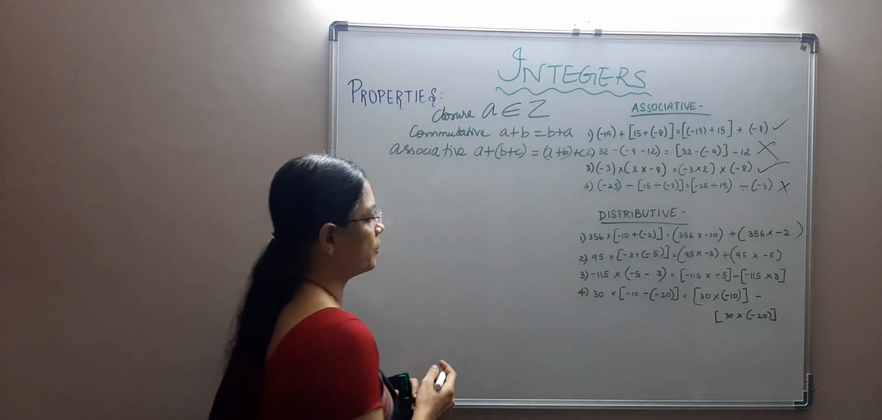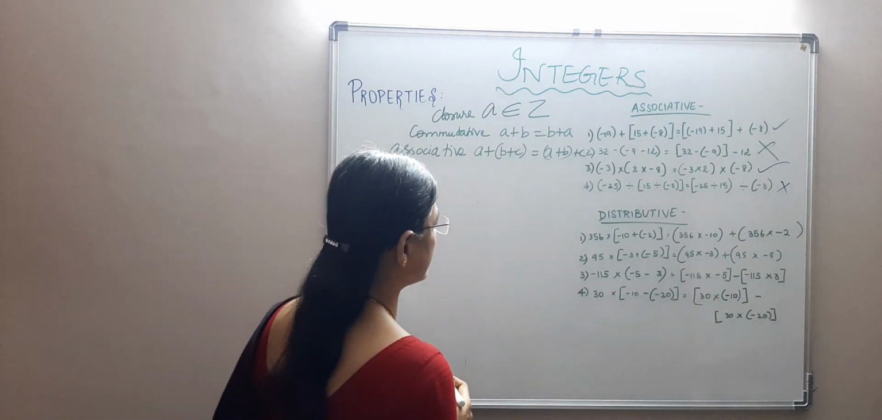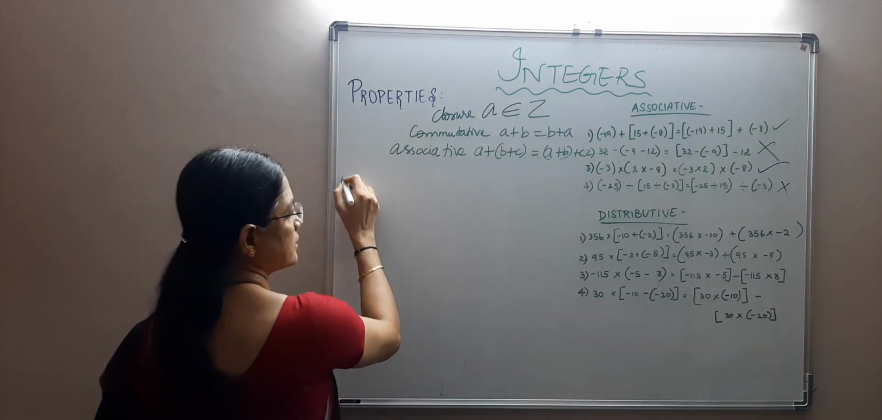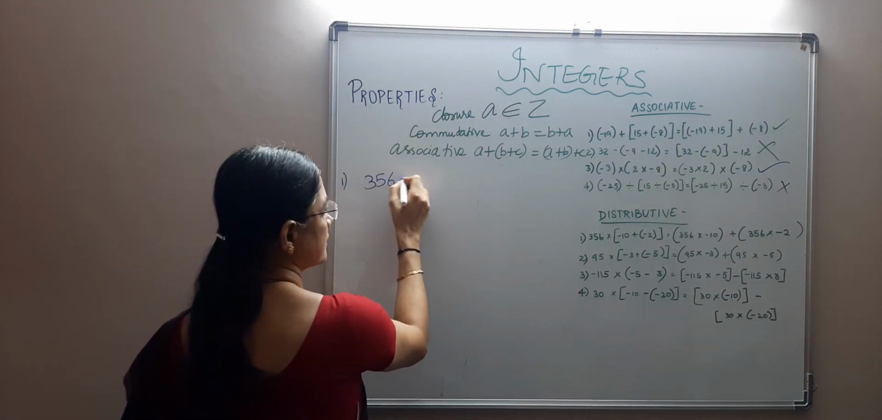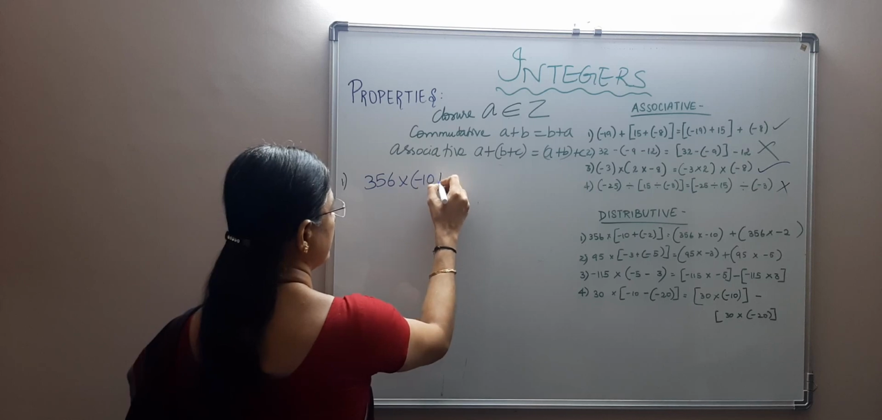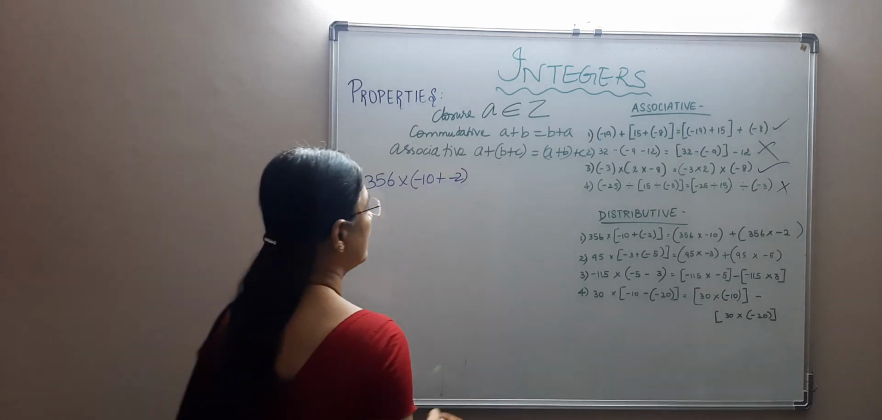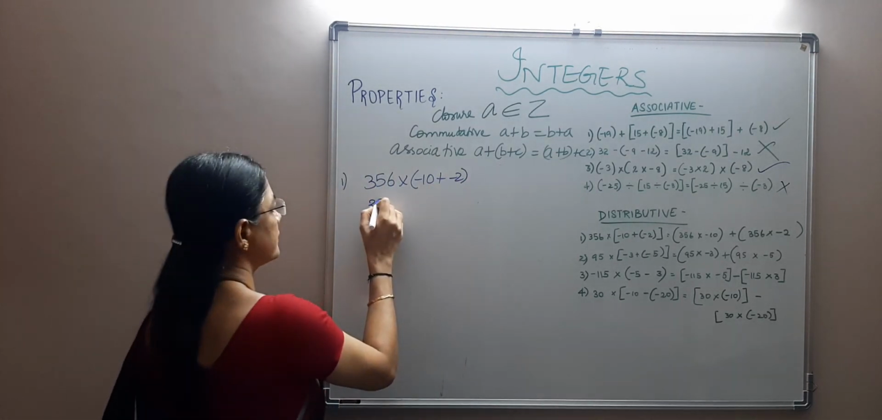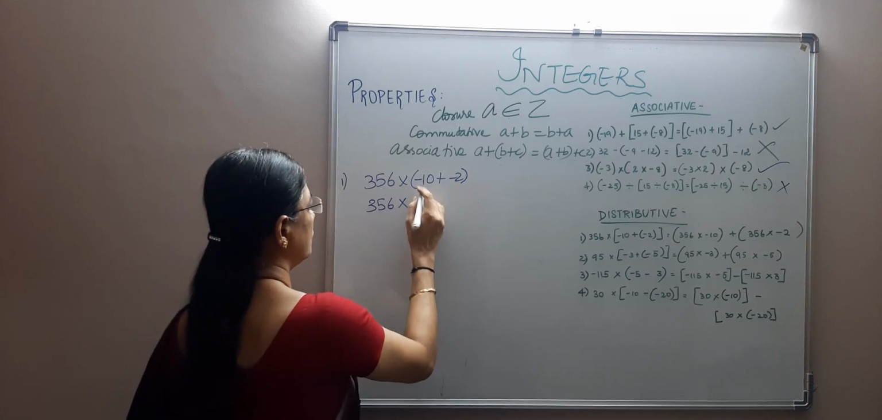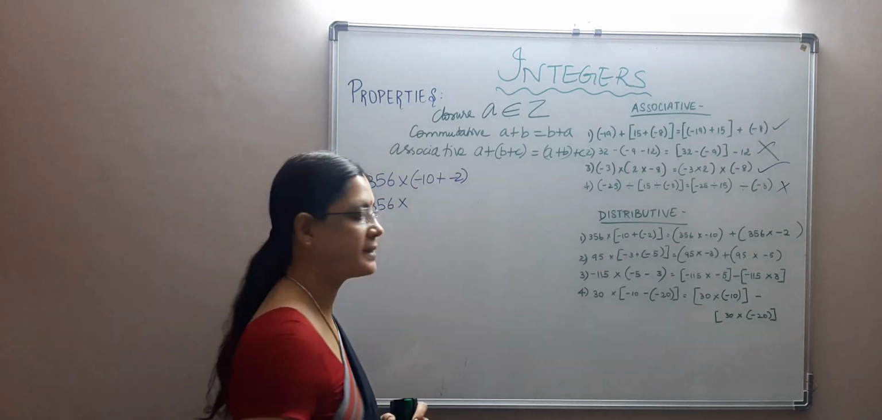Next is the distributive property. For the distributive property, we have sums. So let's see, the first one is 356 into minus 10 plus minus 2. So this is 356 first. I'll do the operation inside the bracket.